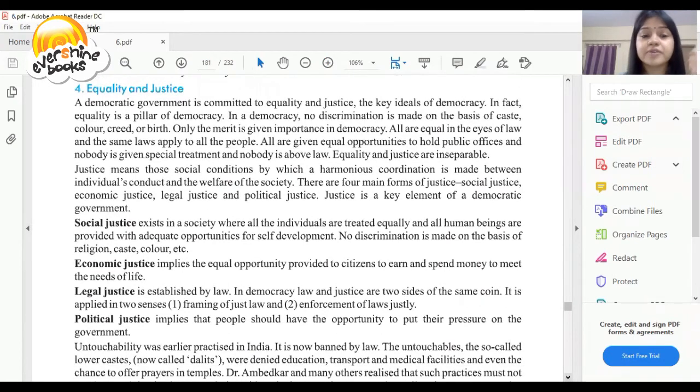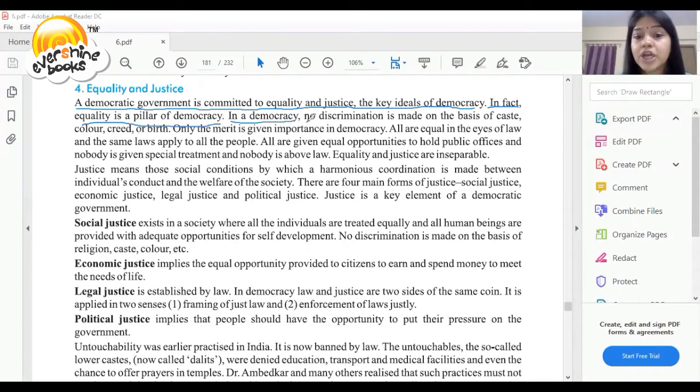Let's understand it. A democratic government is committed to equality and justice, the key ideal of democracy. So, this is again an important feature of democracy. A democratic government is committed to equality and justice, the key ideal of democracy. In fact, equality is a pillar of democracy. What is the pillar of democracy? Equality is the pillar of democracy.